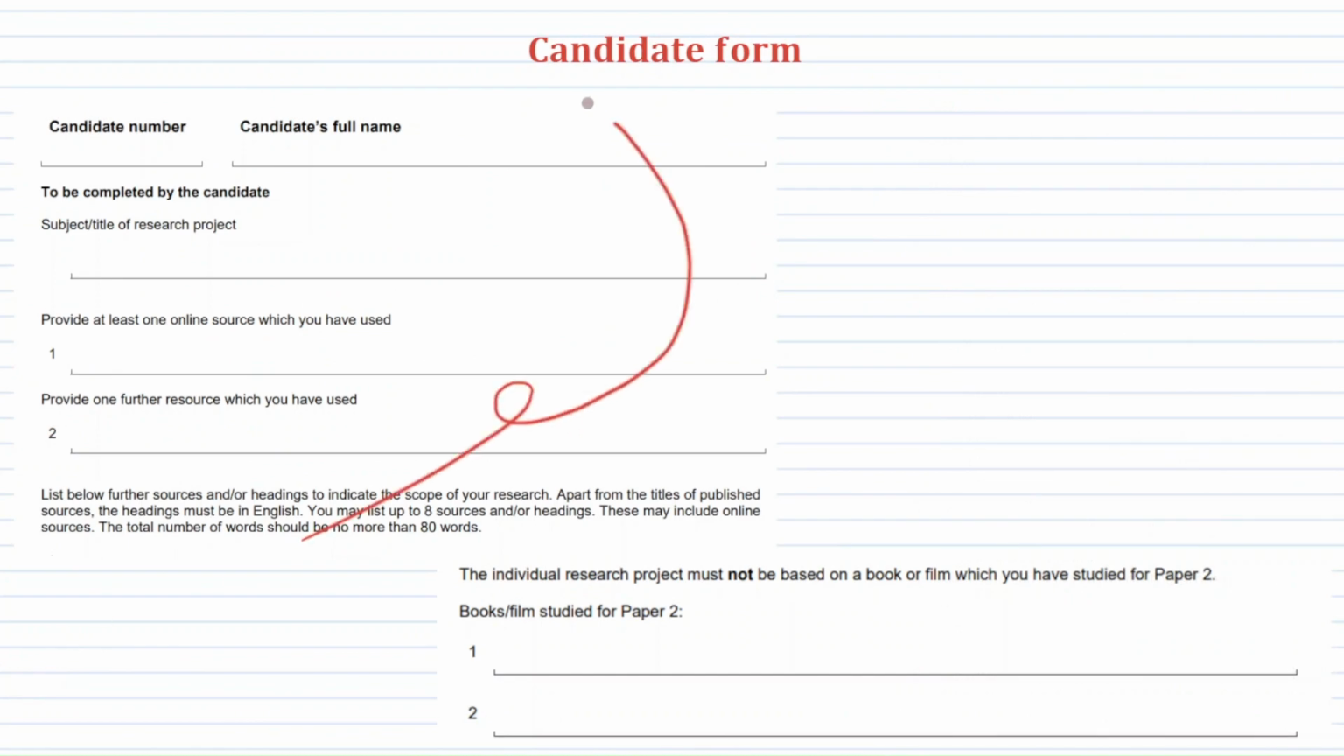There is also a form that you have to fill in closer to the exams, and this is how the exam board verifies that your IRP topic is not the same as the books/films that you study for paper 2. And one of the 2 minimum sources must be an online source. Non-online sources can be books, magazines, etc.